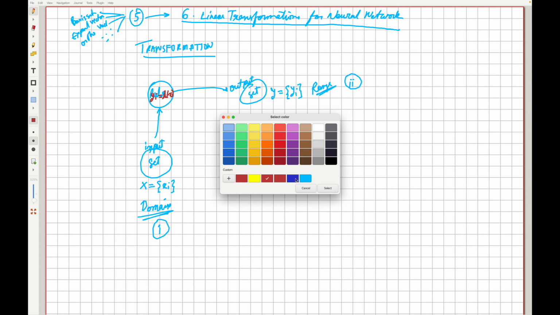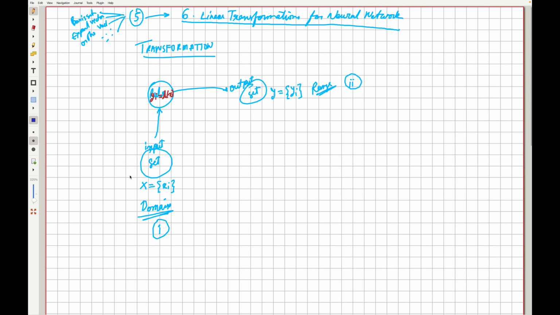Now let's look at some examples. The very first example is for the transformations to be linear. So what we are interested in is linear transformation. Now, how do we know it's a linear transformation? It has two simple rules. The first one is additivity. What this means is, let's say we have two vectors x1 and x2.